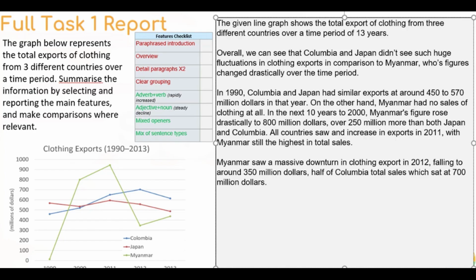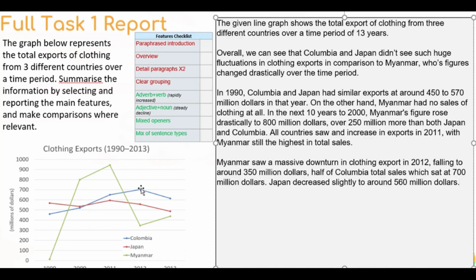And let's describe Japan in this year. So Japan decreased slightly to around, let's say, $560 million, to around $560 million. So I've described all the information about 2012. Let's move on to 2013.